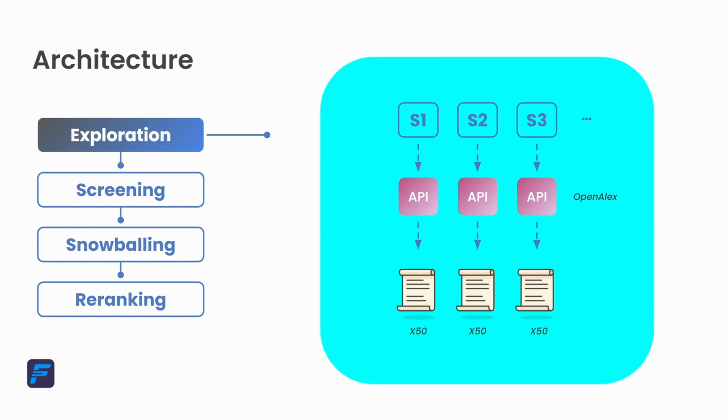We cap this at 50 for each API call. So each one of these strings will result in at most 50 relevant results. And then you just pool all of these together. So if we had like 3 search strings here, we'd have 50 each, so 150 total potential relevant papers as candidates.